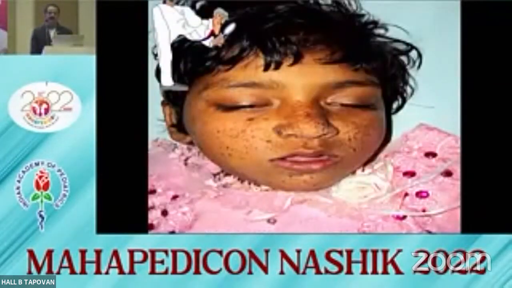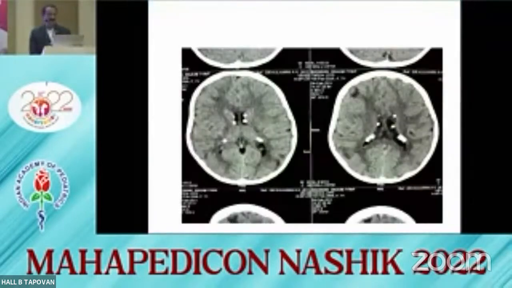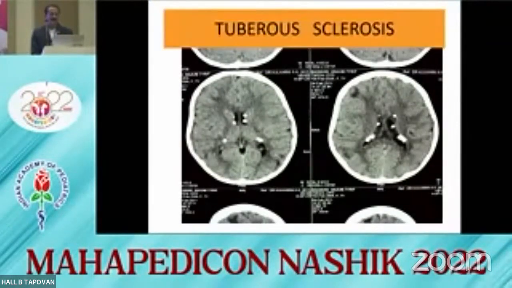Any diagnosis? The child was on anticonvulsants for the last 8 years. Yes, so typical subependymal calcification, tuberous sclerosis. I have put this spotter in fever because this child didn't come with fever.